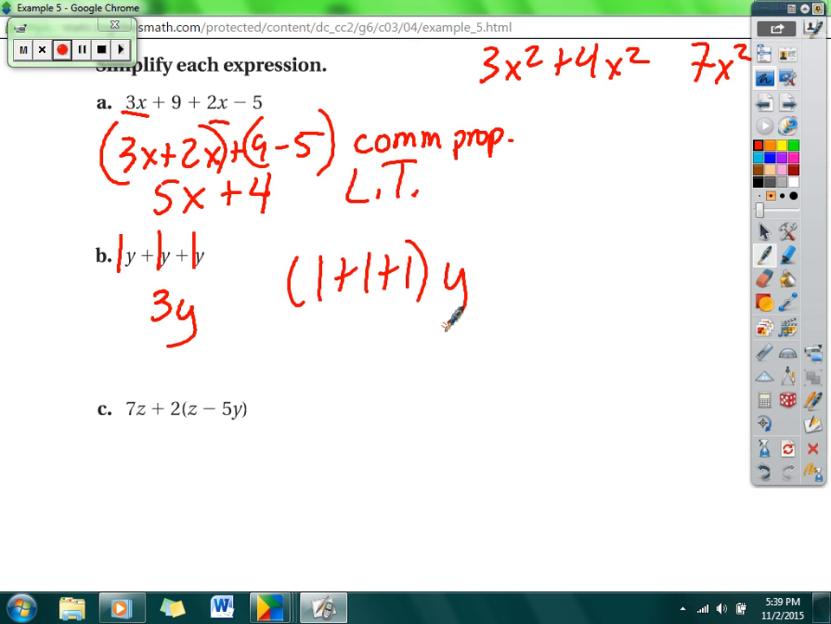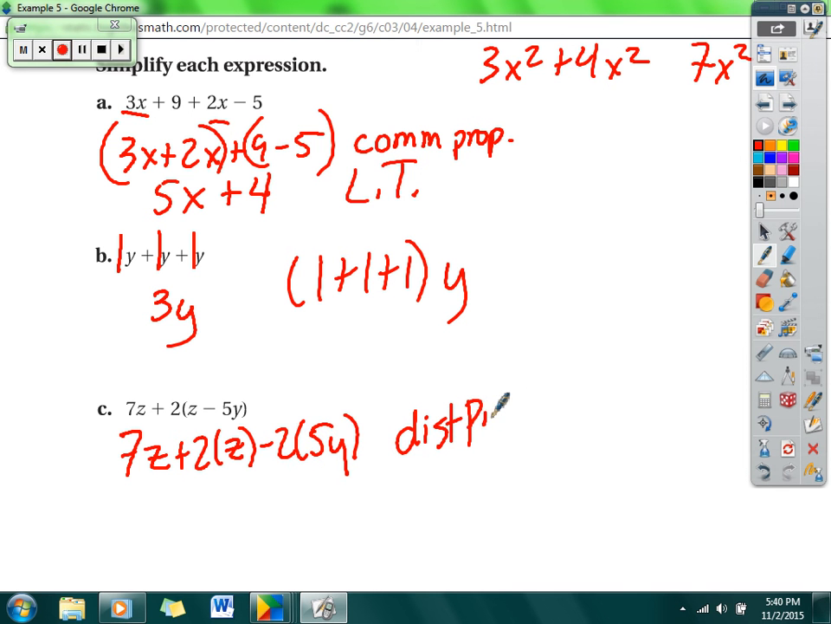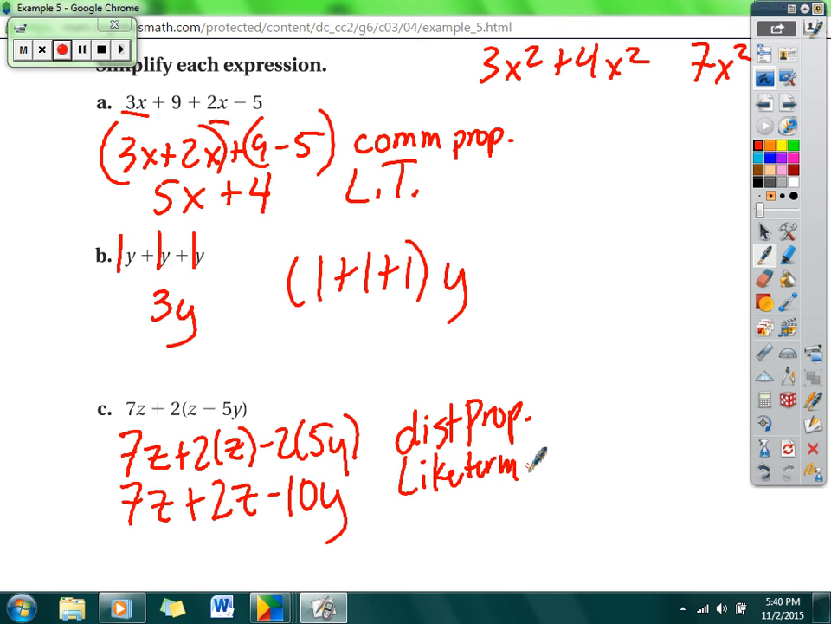And the last one, you have to use a distributive property here. So 7Z plus 2Z minus 2 times 5Y. That's due to the distributive property. Now we want to combine some of these like terms. So I have 7Z plus 2Z minus 10Y. Z and Y are not like terms. So I'm going to say this is due to like terms and multiplication.